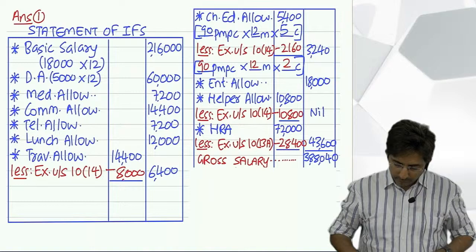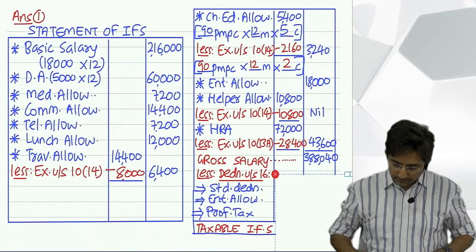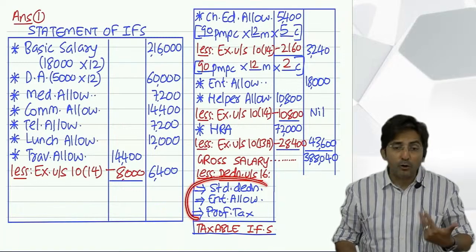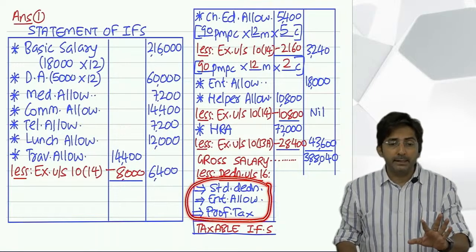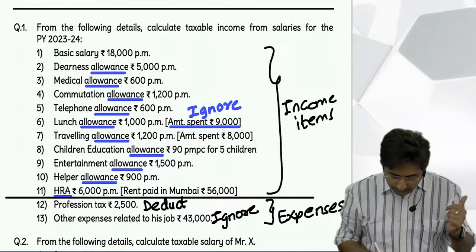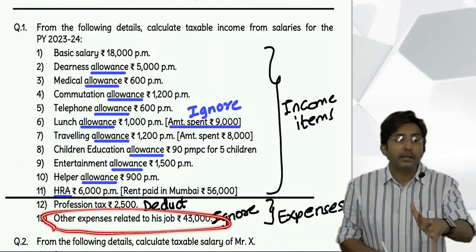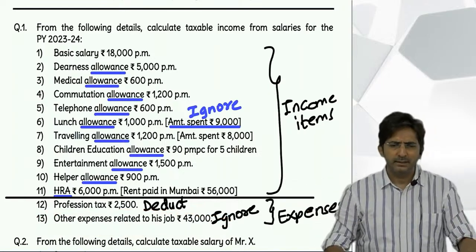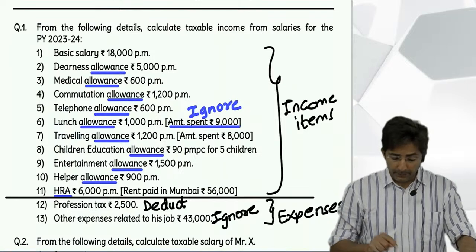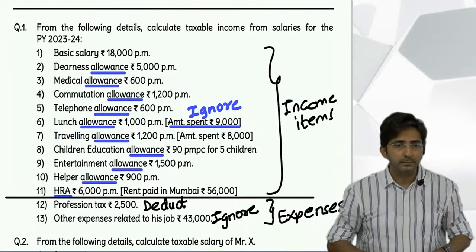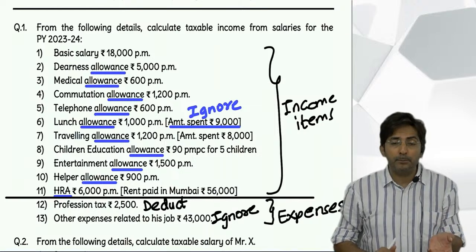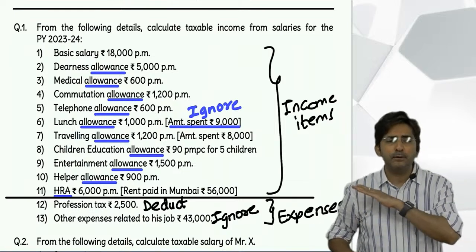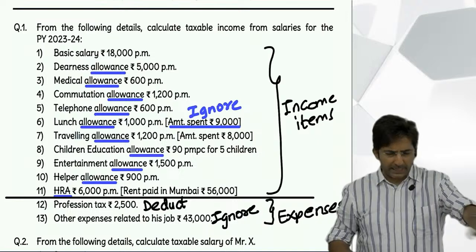Then see here, look at this. These three things you should always write, whether they are there or not in the question. Standard deduction you have to always write. Even if other expenses were not given, there is still a standard deduction. Standard means standardized, it's fixed. It's a straight 50,000 deduction, even if the question has zero expenses. Irrespective of whether the employee incurs expense in his job or not, everyone gets a flat, straight 50,000 deduction.